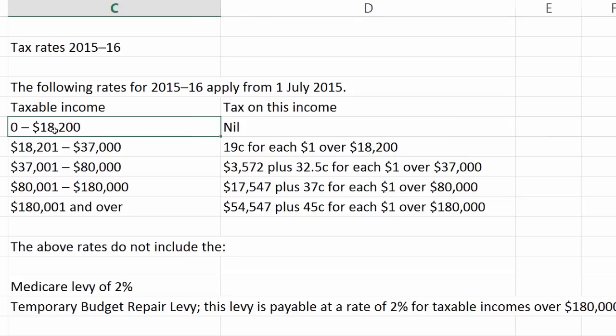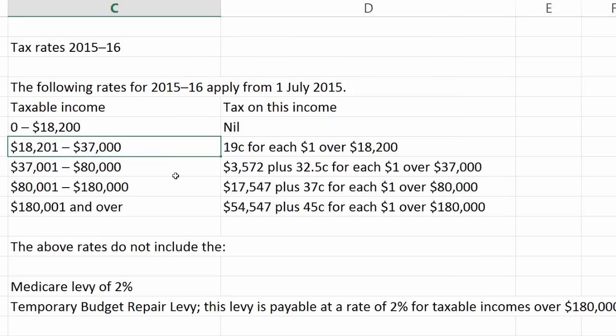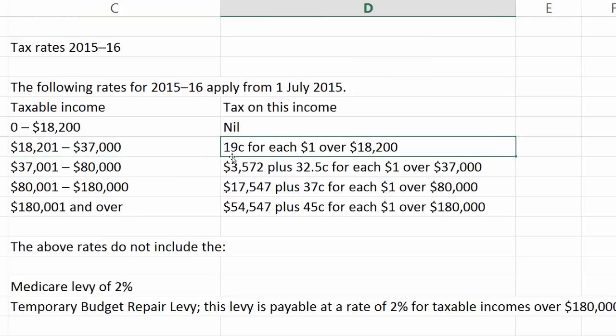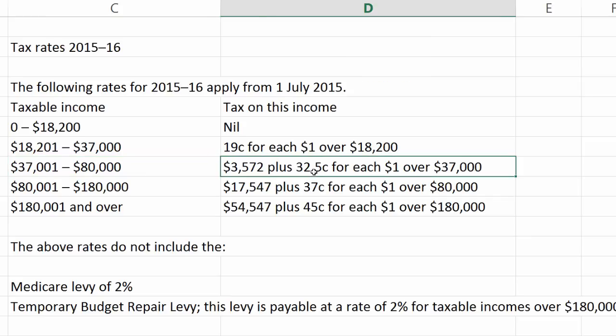In Australia, if you're a resident for tax purposes, on the first 0 to $18,200 that you earn, you pay no tax. On the income between $18,200 and $37,000, we pay tax at 19 cents in the dollar for every dollar in that band. Between $37,000 and $80,000, the rate is 32.5 cents in the dollar.